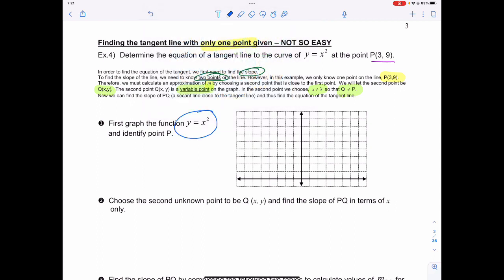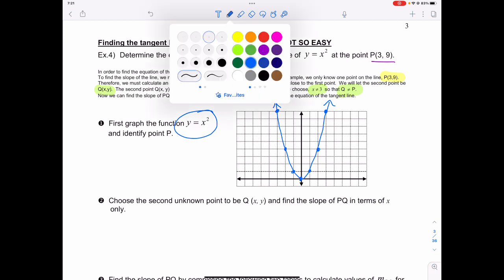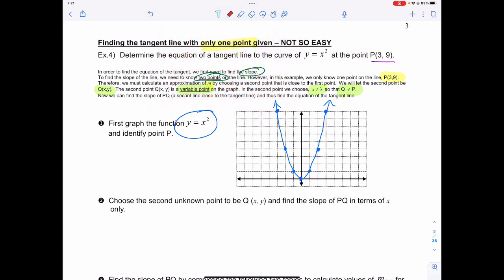So we're going to start with the points we know. 0 squared is 0, 1 squared is 1, 2 squared is 4, 3 squared is 9. Or negative 1 squared is 1, negative 2 squared is 4, negative 3 squared is 9. And then we're just going to follow along the curve, graph it out as best we can. And remember that the point of tangency, that point P that we were given, is right up here. P is at 3 and 9.